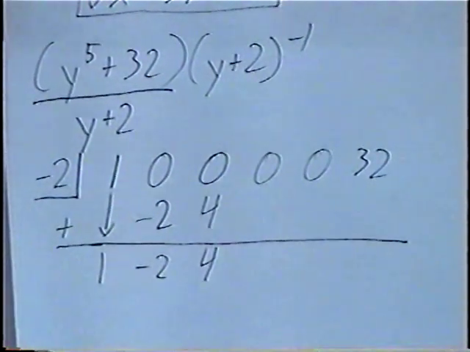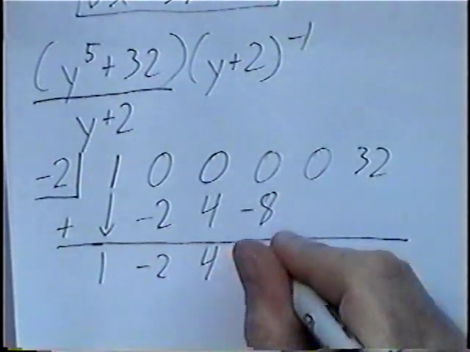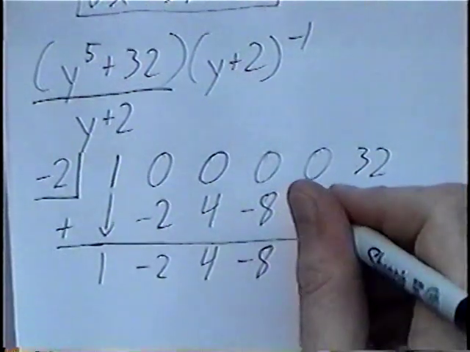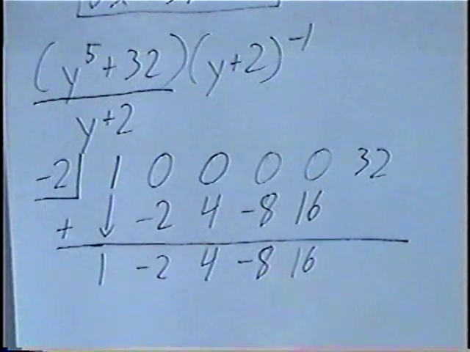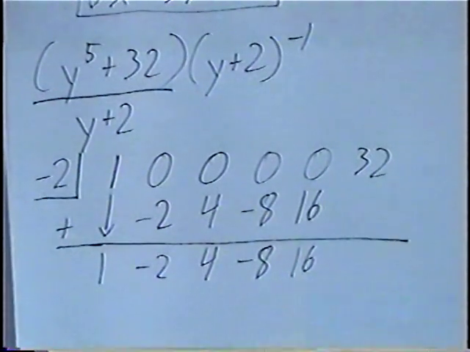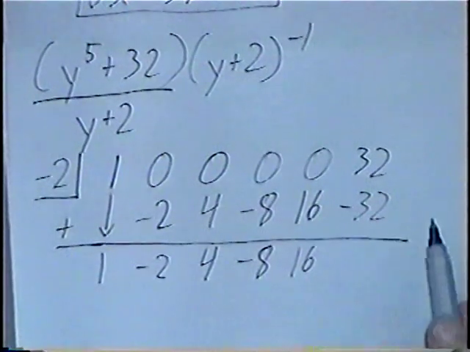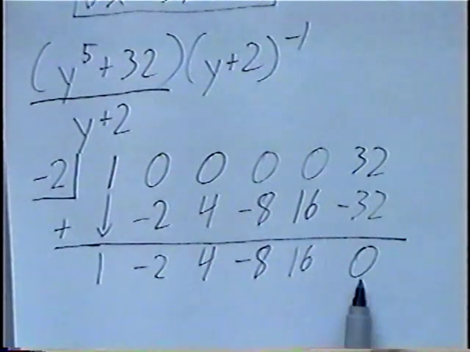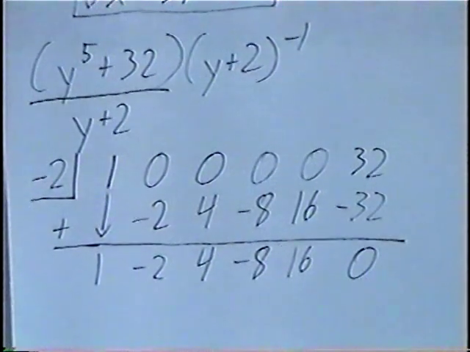Negative 2 times 4 would be negative 8. 0 plus a negative 8 is negative 8. Negative 2 times negative 8, 16. 0 plus 16 would be 16. And negative 2 times 16 would be negative 32. Adding 32 plus a negative 32 would be 0. And again, a 0 for the last number represents no remainder. If you did have a remainder, you can make a fraction for your final answer.